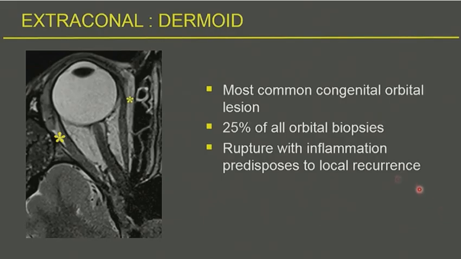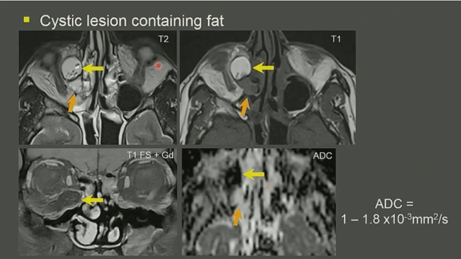The most common extraconal tumor in the orbit is dermoid, and the one feature that's important to be aware of is that these lesions tend to rupture, and there will be inflammation in the orbit, which predisposes to local recurrence. How do we make the diagnosis?